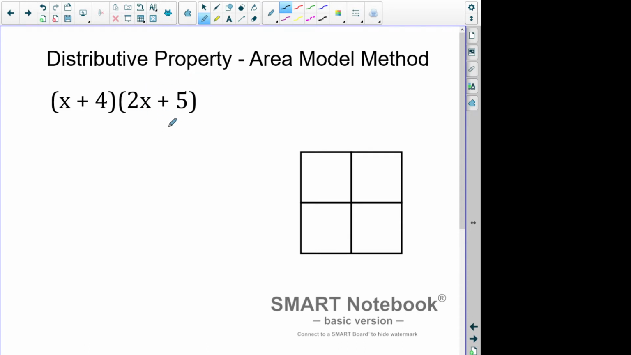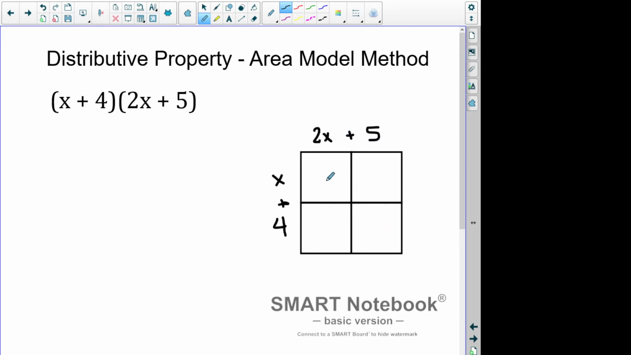But they're just written weird because we don't know what the value of x is. But I'm going to follow that same process. I'm going to write this as 2x plus 5, so 2x here, plus 5. And then I'm going to write x plus 4. And it doesn't really matter which one goes where. I could have put 2x plus 5 down the side and x plus 4 along the top. It doesn't really matter.